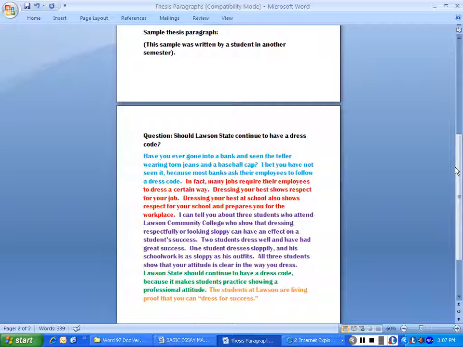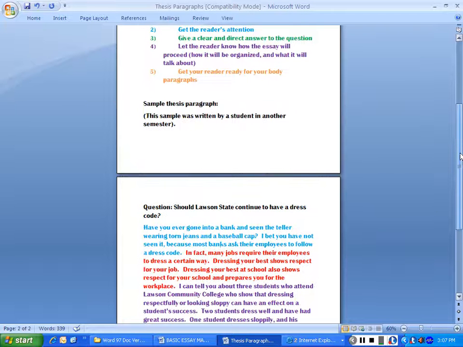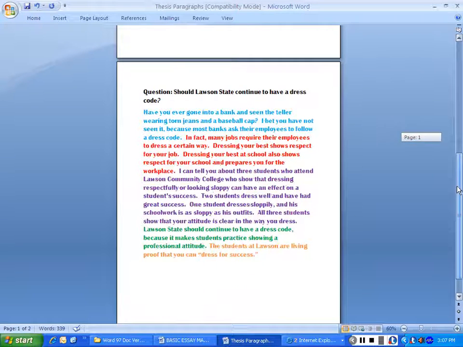The students at Lawson are living proof that you can dress for success. This is a quick sentence that gets your reader ready for your body paragraphs. Now you're ready with a great thesis paragraph in front of you to move on to your body paragraphs that will give those details that prove that your point of view or your opinion is a valid opinion.